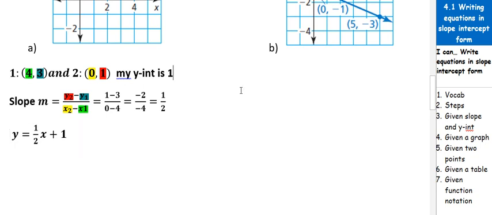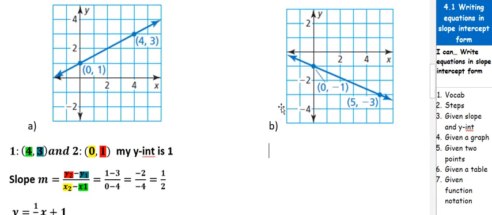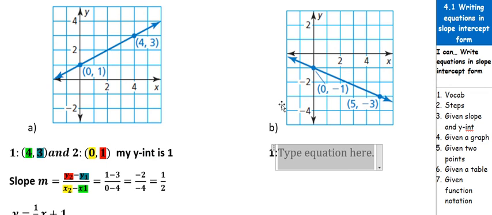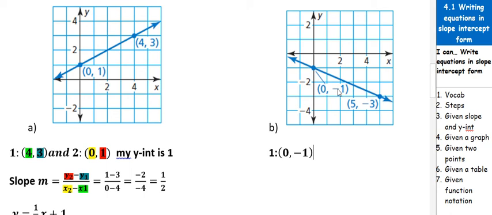If you feel confident, take a minute and try this one, pause the video, and then go back, see how you did. I'm going to do this one, though, right now. Here, I need to identify my 2 points. So I have point 1, which is 0, -1. Doesn't matter which one I do, as long as I identify that one of them is my 1 point and the other one is my 2 point.